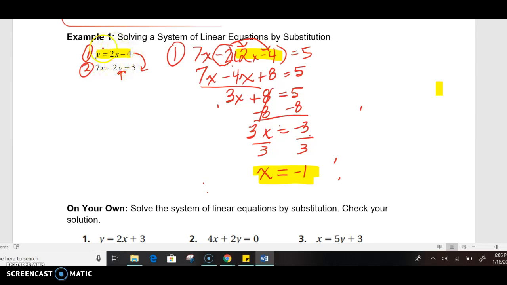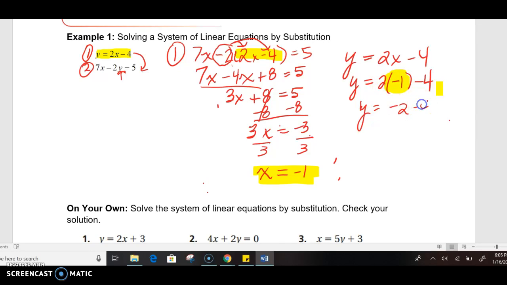Obviously, the easier of the two equations would be that first one that already has y isolated. So I'm going to use the equation y equals 2x minus 4, and I'm going to use that value of x that I just found to help me find the value of y. So when x equals negative 1, I'm going to substitute it right there and just solve this using order of operations. So 2 times negative 1 is negative 2 minus 4. So y equals negative 6.